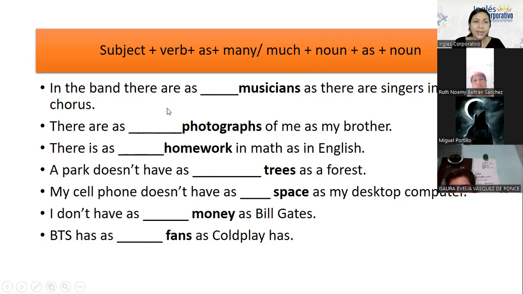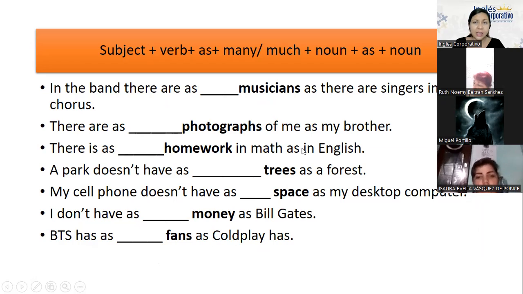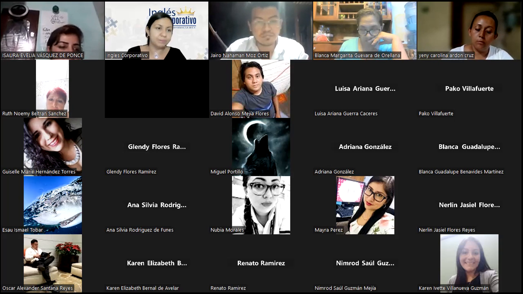So here you have to think: if it's a plural noun, you will use many. But if it's a singular or uncountable noun, you will use much. We did the examples, right? But maybe we need to make more examples or more practice with this. Let me do something here. I'm going to add another slide.